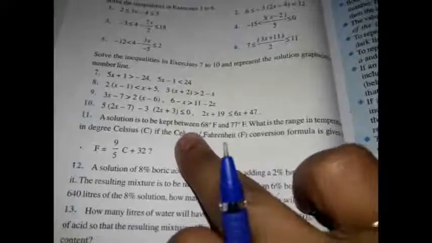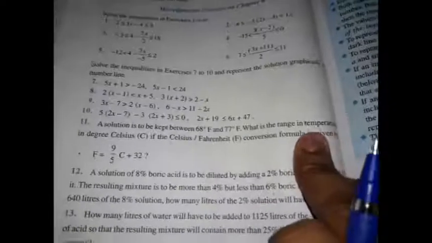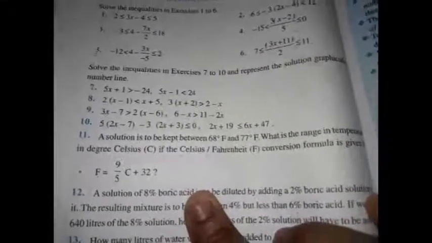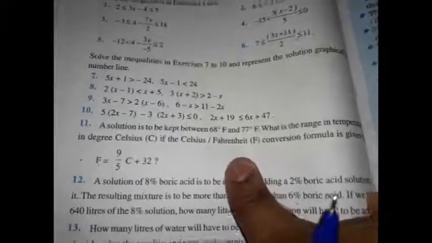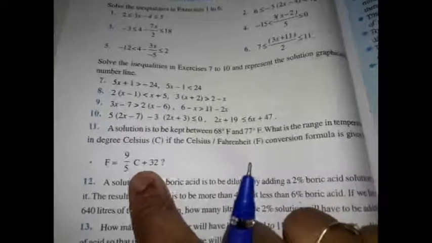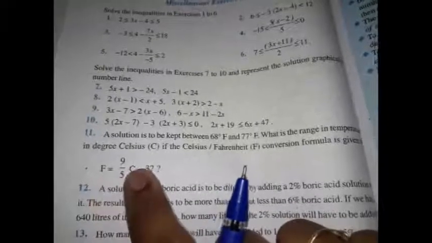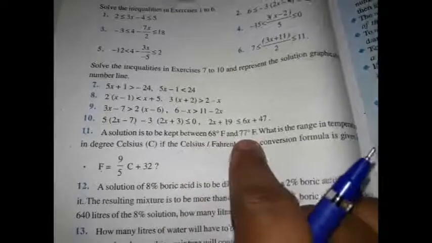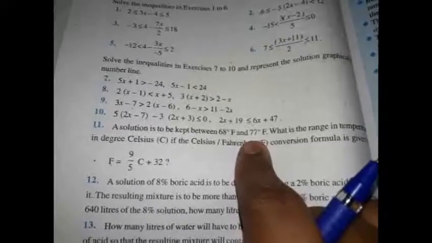A solution is to be kept between 68 degrees Fahrenheit and 77 degrees Fahrenheit. What is the range in temperature in degrees Celsius if the Celsius-Fahrenheit conversion formula is given? We know temperature can be measured in two different units. One is Celsius and the other is Fahrenheit. And this is the relation between Celsius and Fahrenheit: F = (9/5)C + 32, where F denotes Fahrenheit and C denotes Celsius. Now the question is, the solution is to be kept between 68 and 77 Fahrenheit. They asked you to find the corresponding range in Celsius.